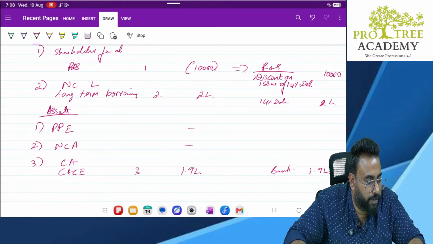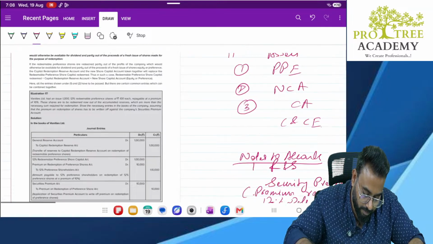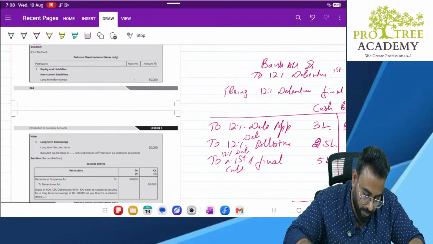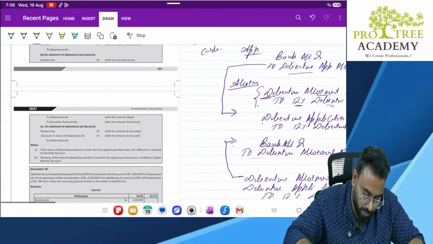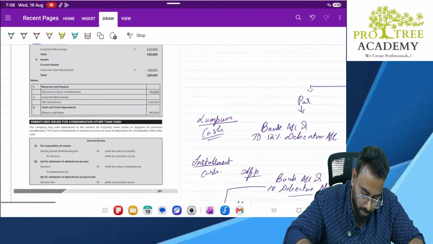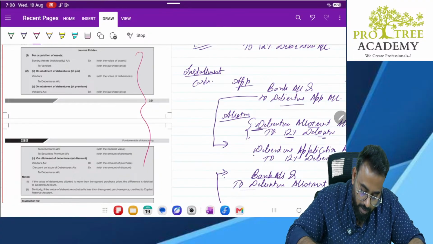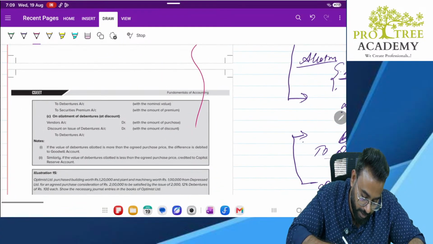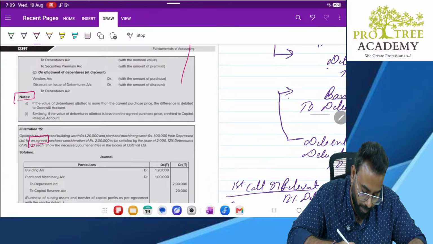Next, illustration number 15. Already discussed these entries initially, only when we issue for vendors. Only this points we are yet to discuss, that you leave it. I will help you to understand with the examples only.